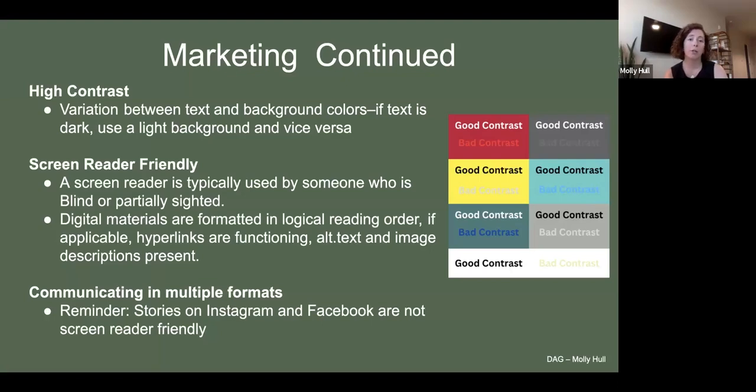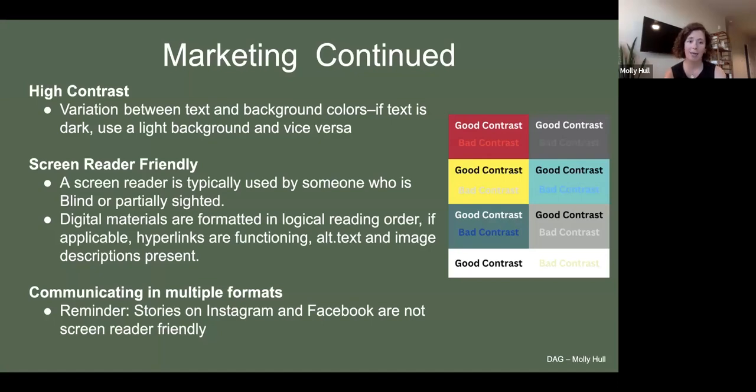Second, make sure your marketing is screen reader friendly. So a screen reader is a device that is typically used by someone who is blind or partially sighted. So digital materials such as flyers, for example, or anything that you send via email should be formatted in logical reading order. And if applicable, hyperlinks should be functioning, and the link and the word in which you're hyperlinking should make sense. There's also things like alt text and image descriptions, which should be present when applicable.